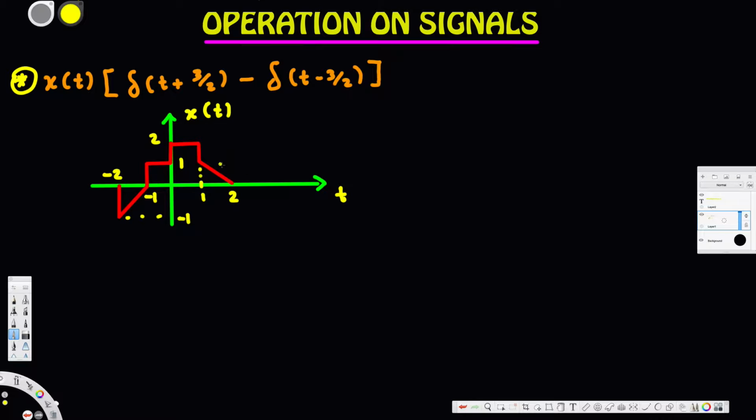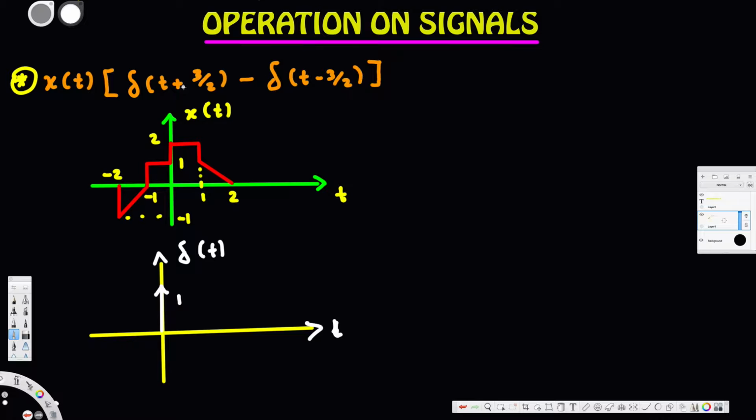Whenever we say delta of t, let's draw this one. We are talking about an area that is 1, but the amplitude is infinity. So if I consider delta of t, it's going to be at the origin. So this is delta of t. The area is going to be 1, but the amplitude is infinity. So this is delta of t versus t.